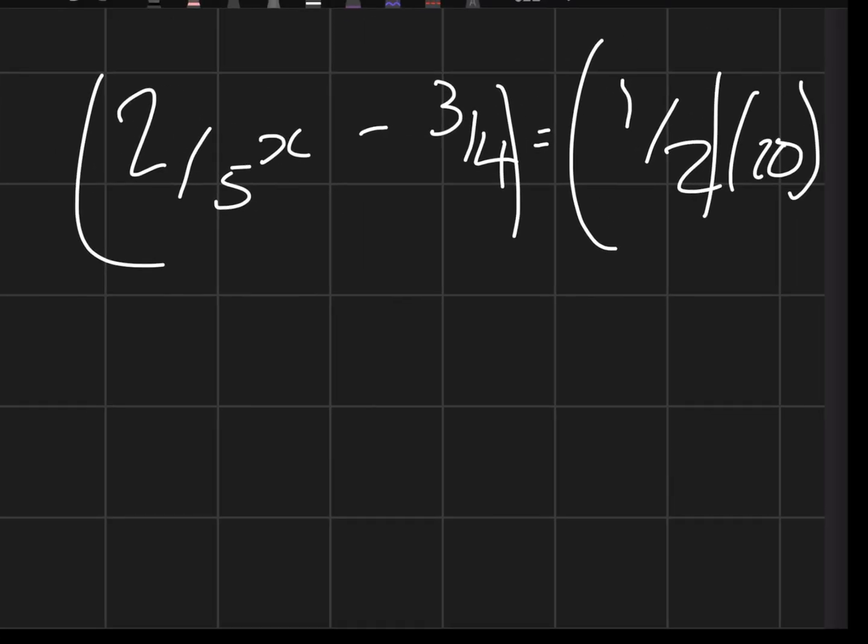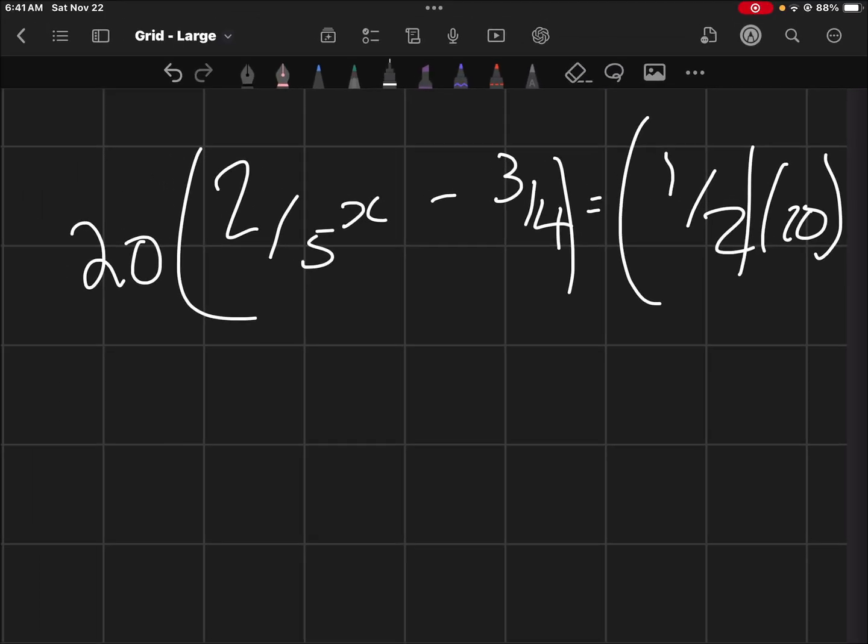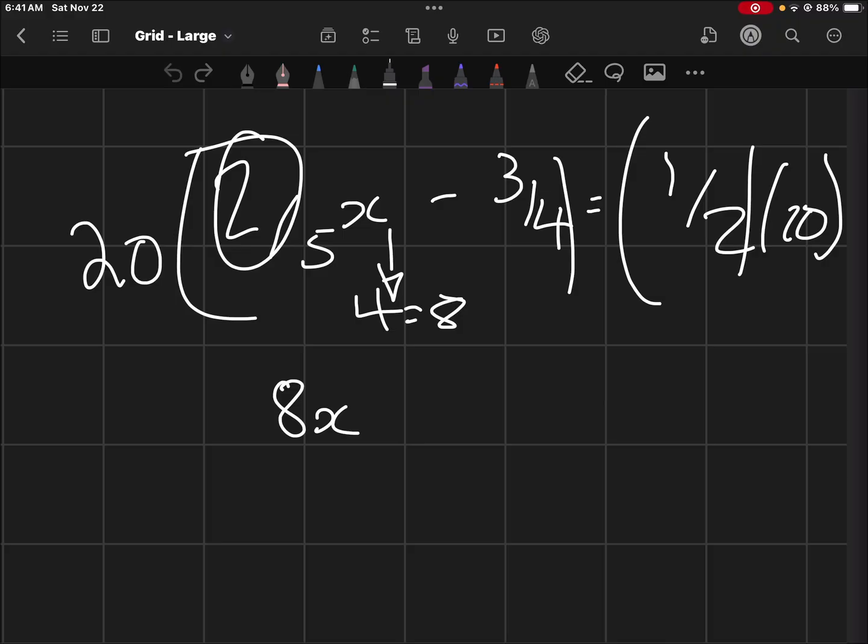That's because when you multiply everything by 20, you only have integers remaining. For an example, 20 times 2 over 5 is 8x. That's because 20 divided by 5 is 4. And then when you multiply with the numerator, we get 8 and take in the x.